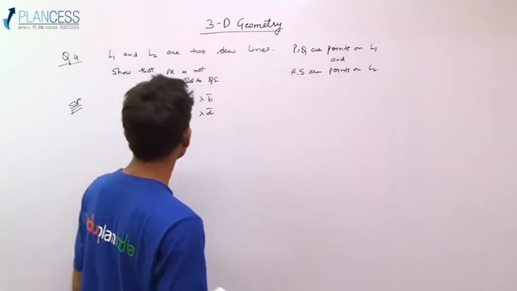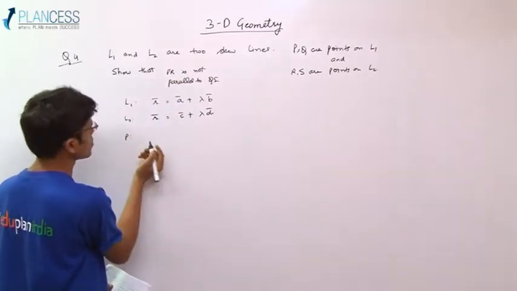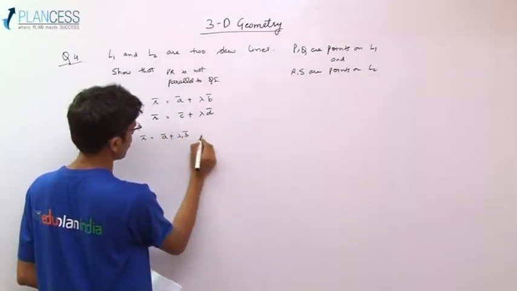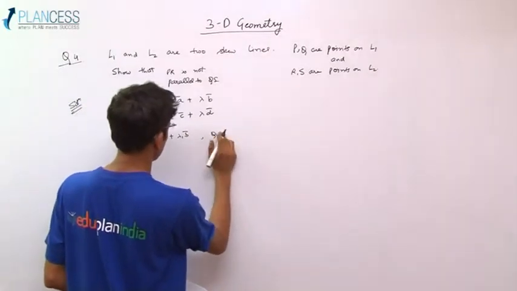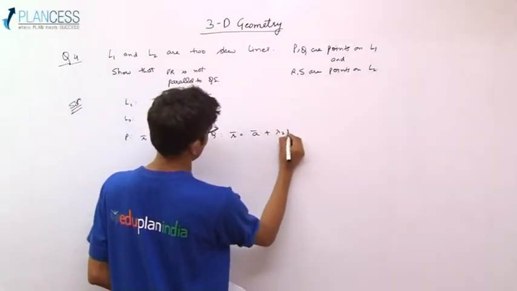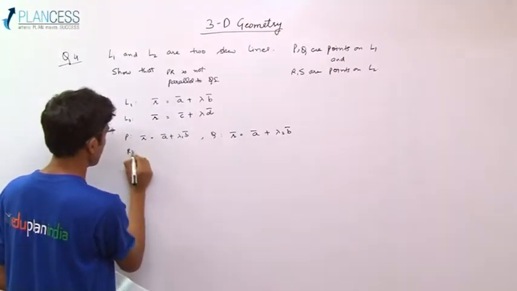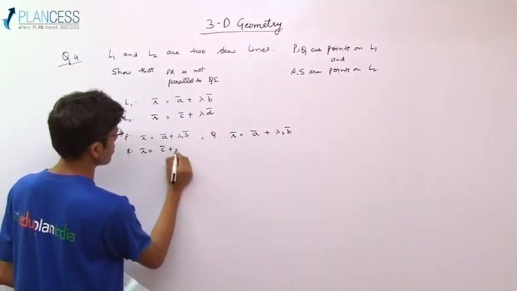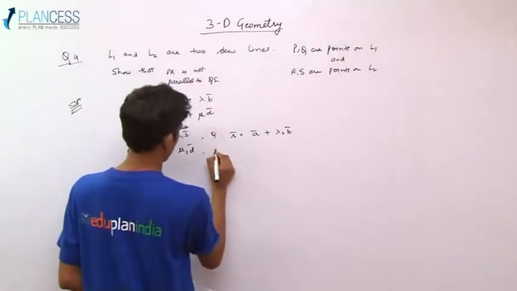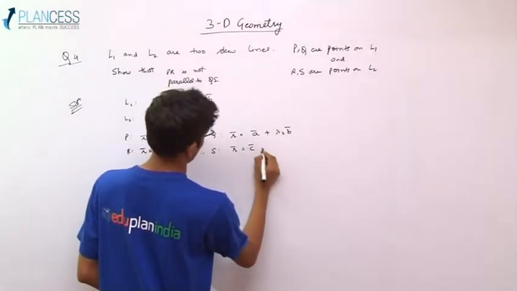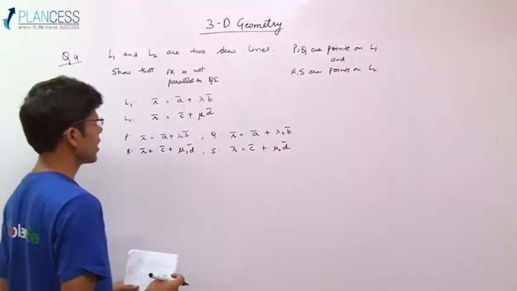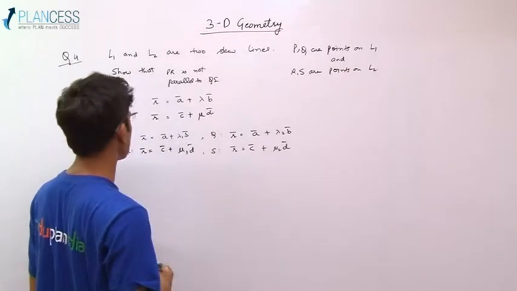Fine. So now let's say P is R is A plus lambda 1 b, Q is R is A plus lambda 2 b, R is C plus, this is say mu 1 d, and S is C plus mu 2 d. So these are the 4 points. So we have to show that PR and QS are not parallel.